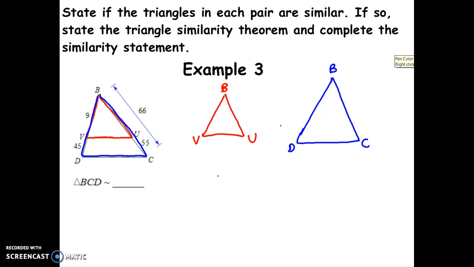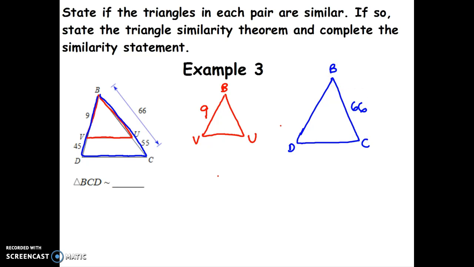Let's take a look at our original figure. We see that BV is 9, so I'm just going to write that over here. Now with this 66, we see that BC, the whole length, BC is 66. So I'm going to find my BC. BC is 66.